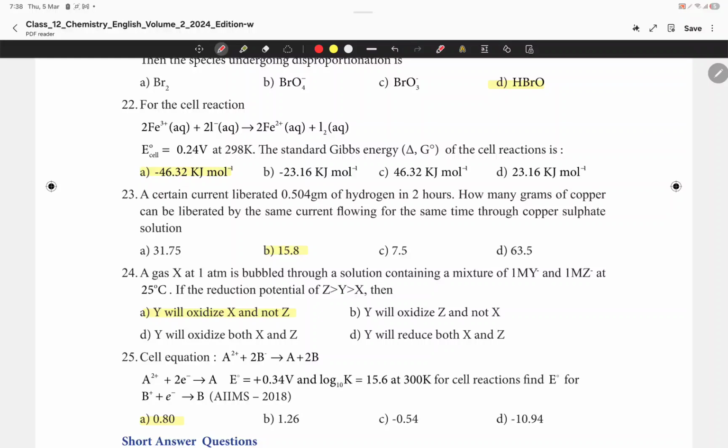A gas X at 1 atmosphere is bubbled through a solution containing a mixture of 1 M Y- and 1 M Z- at 25 degrees Celsius. If the reduction potential of Z is greater than Y, greater than X, then Y will oxidize X and not Z.